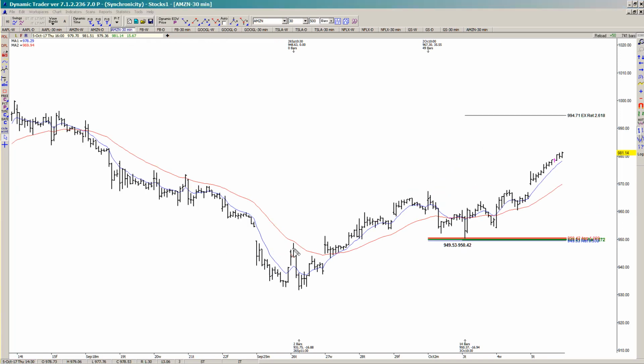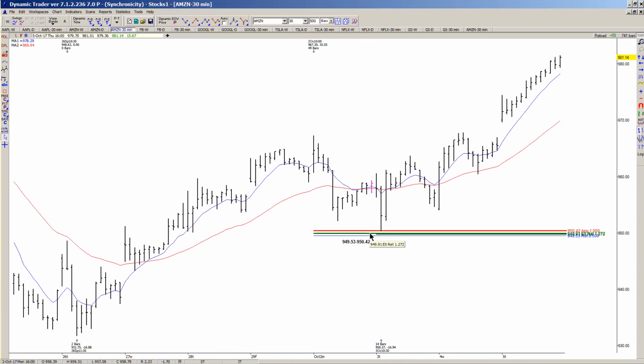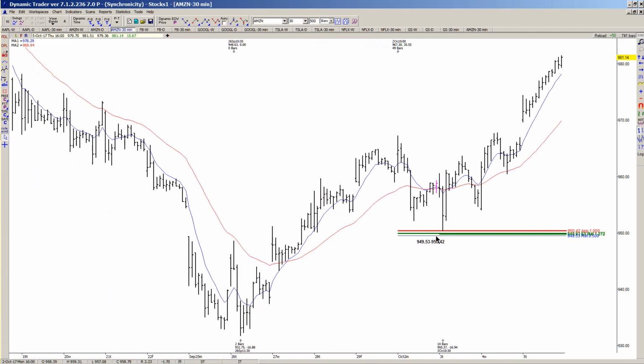Okay, so you had the 100% projection of this prior swing. That's where that came in, and then it overlapped a 1.272 extension of one swing, a 1.272 of another, and a 50% retracement of another. So we had a cluster of price relationships at the 949.53 to 950.42 area. At that point, we knew that we could look to take buy triggers against that zone and define our risk underneath it. So it hit, it held.